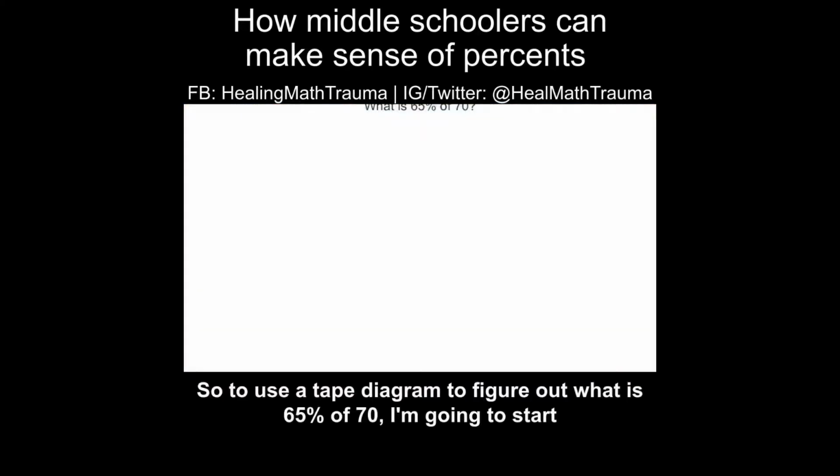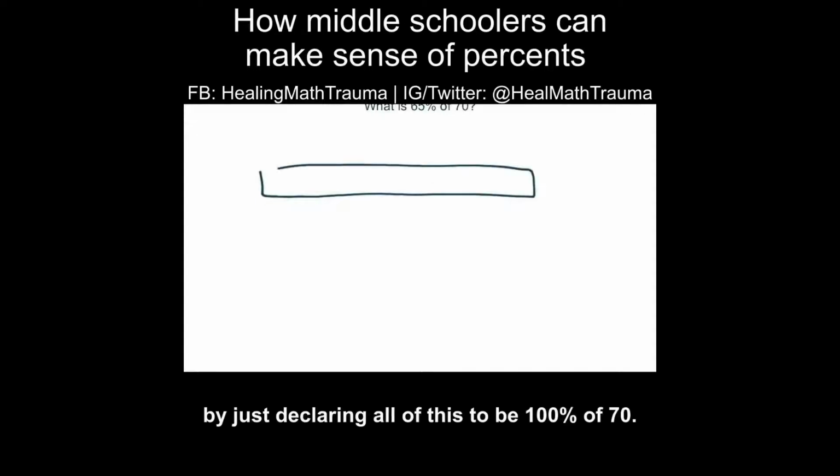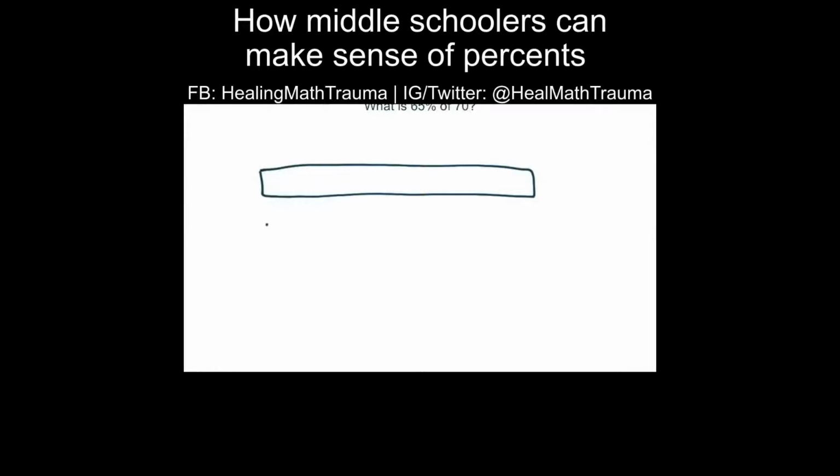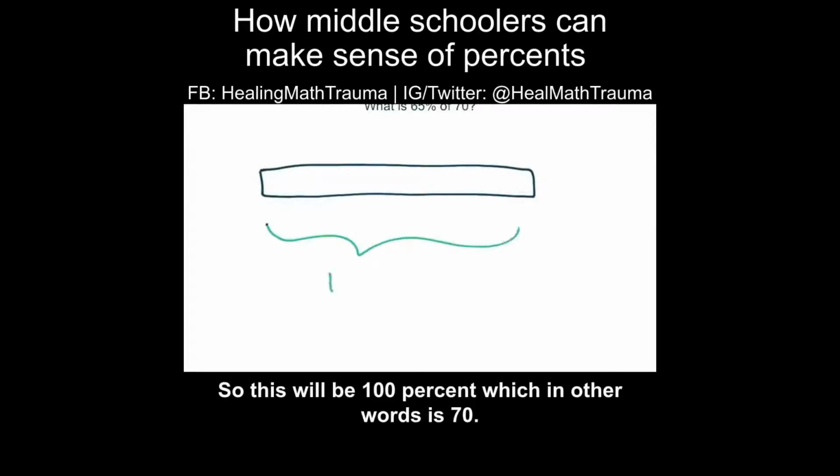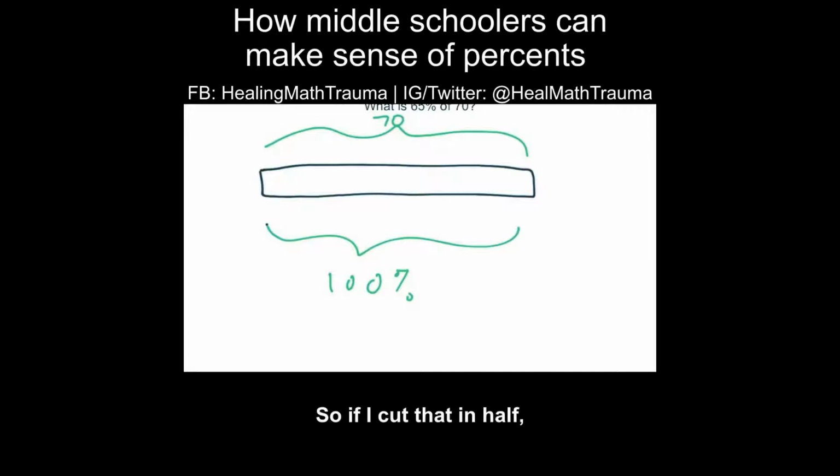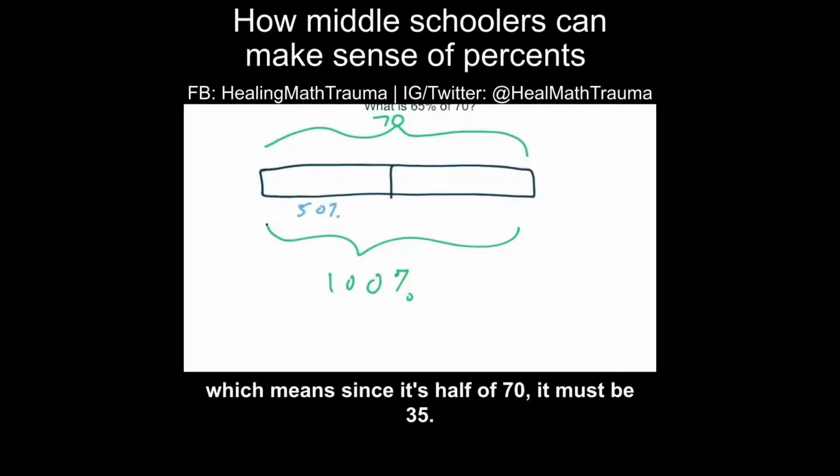So to use a tape diagram to figure out what is 65% of 70, I'm going to start by just declaring all of this to be 100% of 70. So this will be 100%, which in other words is 70. So if I cut that in half, then this half over here is 50%, which means since it's half of 70, it must be 35.